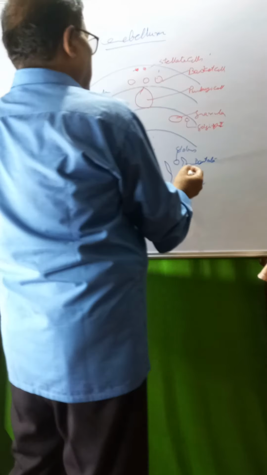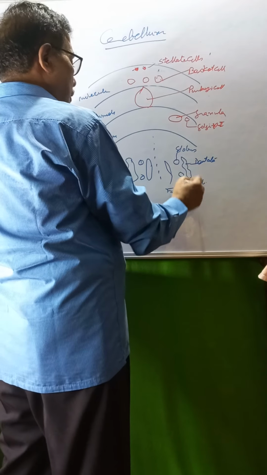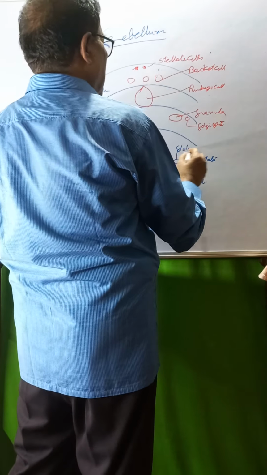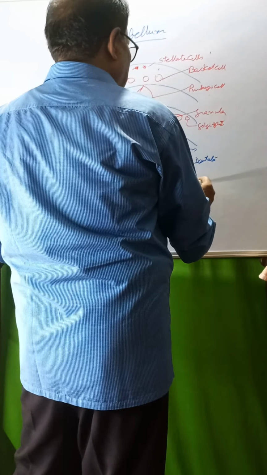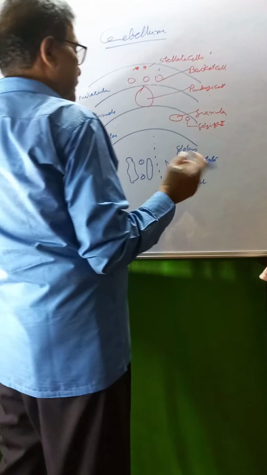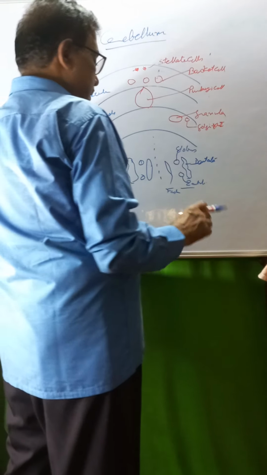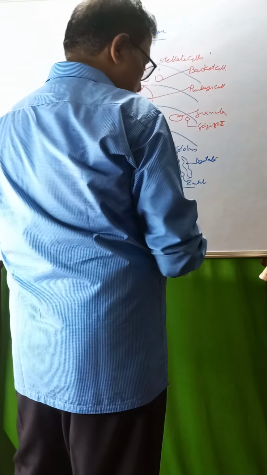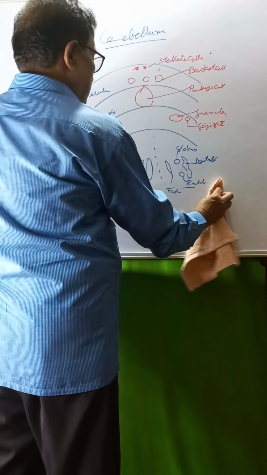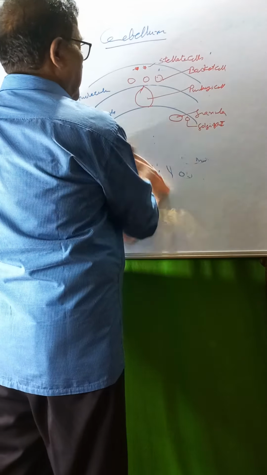We have learned that the dentate nucleus is concerned with the neocerebellum. Nucleus globosus and nucleus emboliformis, that is nucleus interpositus, are concerned with the spinocerebellum or anterior lobe. And the fastigial nucleus is concerned with the flocculonodular lobe. This is the histological structure.